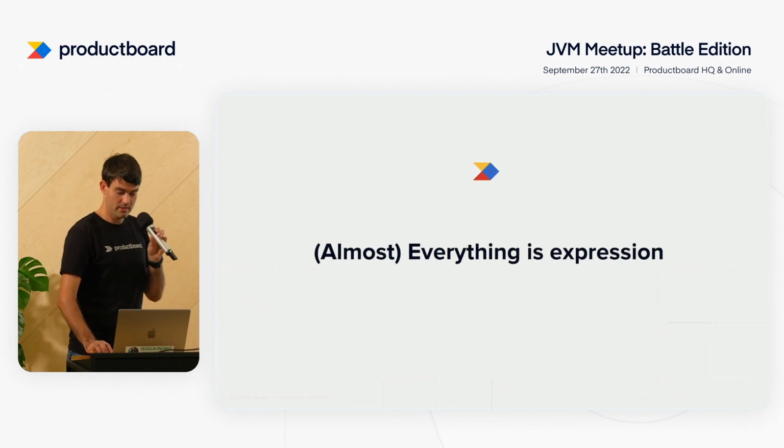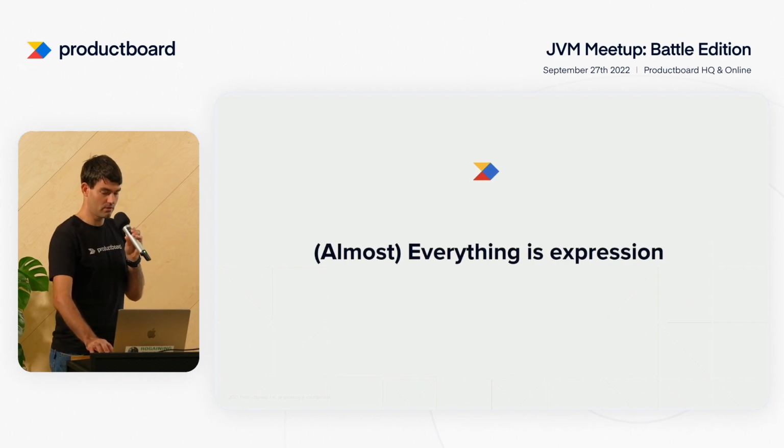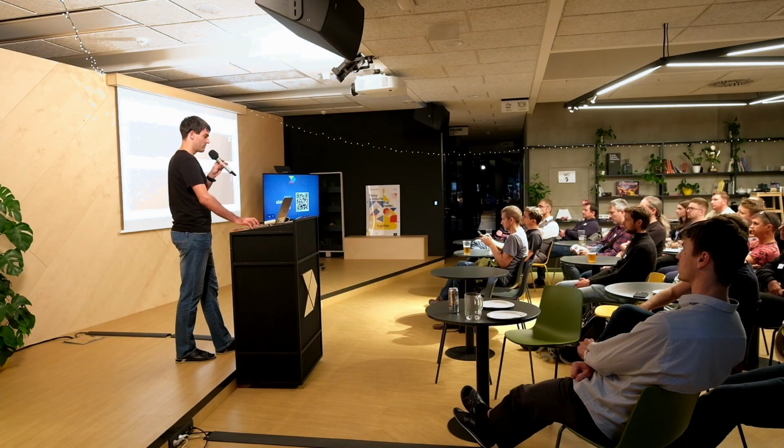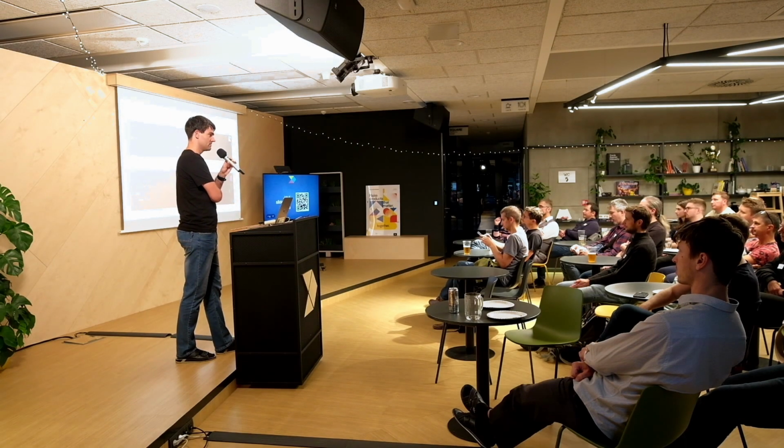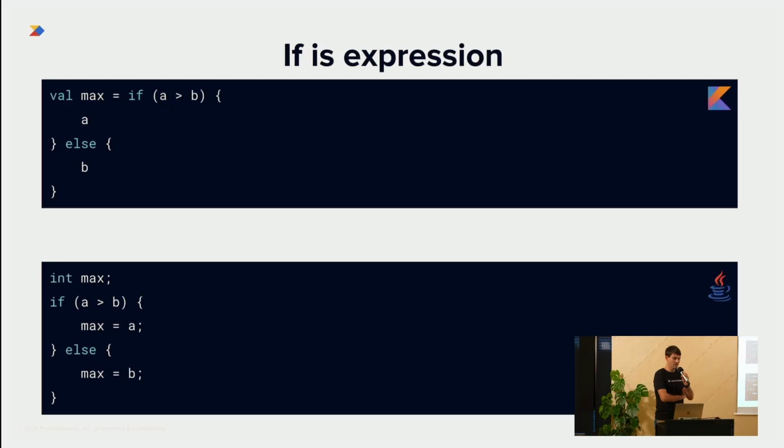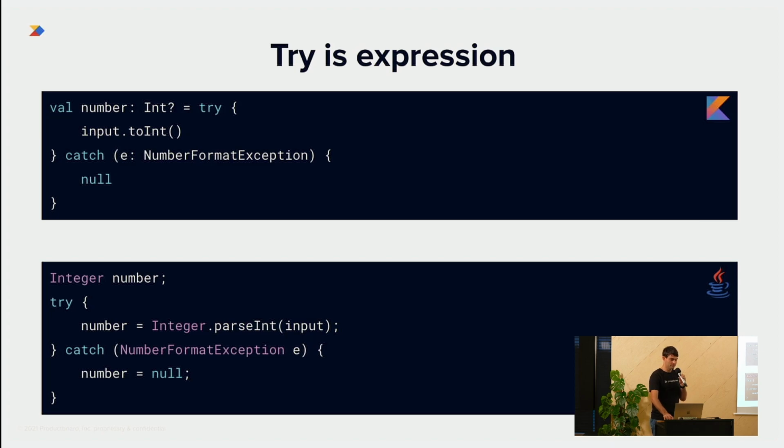Another good feature is that almost everything in Kotlin is an expression. For example, if is an expression, which is a thing I don't understand why it's not in Java. So you can assign the result of if directly to a variable, and the same, for example, for try. In case you catch some exception, you can return some default value, for example.